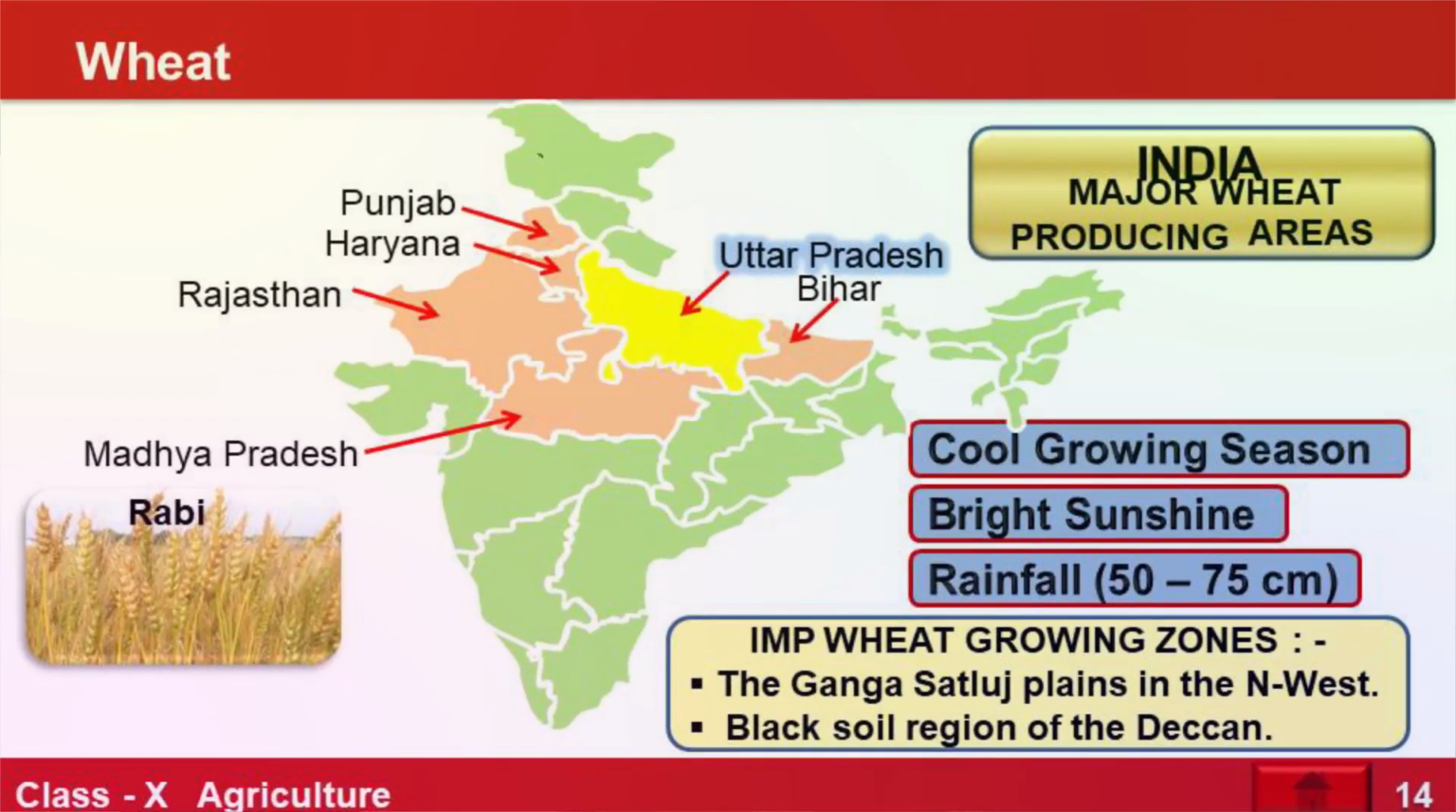Wheat requires 50 to 70 centimeters of annual rainfall, less than rice, and it is grown in North India. So Punjab, Haryana, Madhya Pradesh are given here, correct, and it requires the bright sunshine of the winter season.